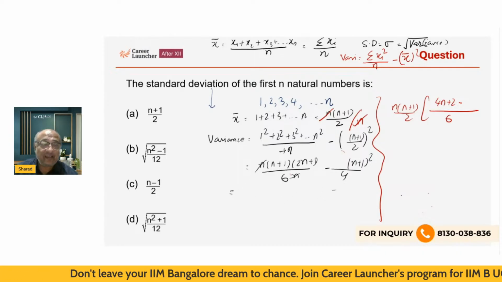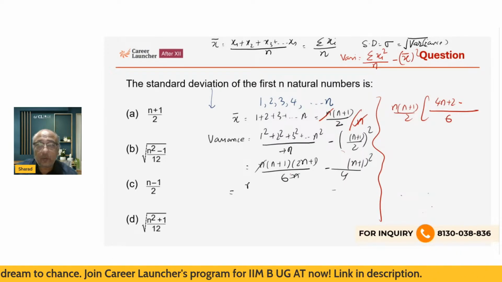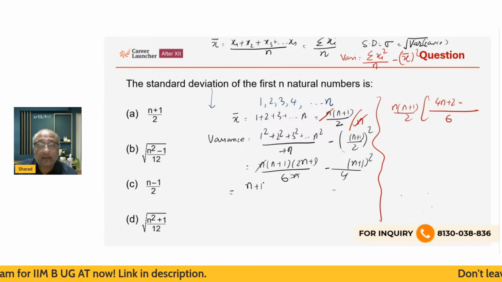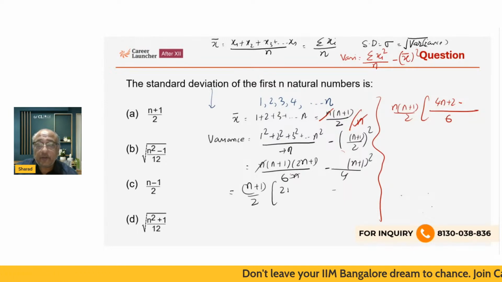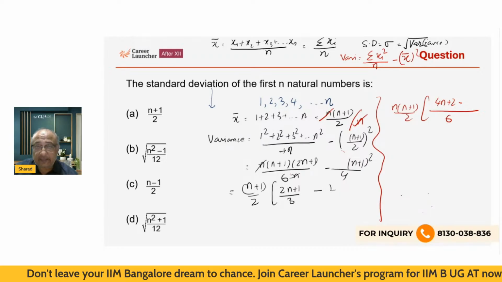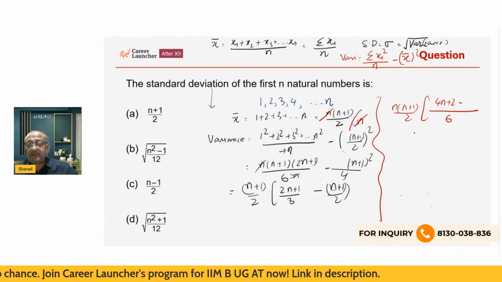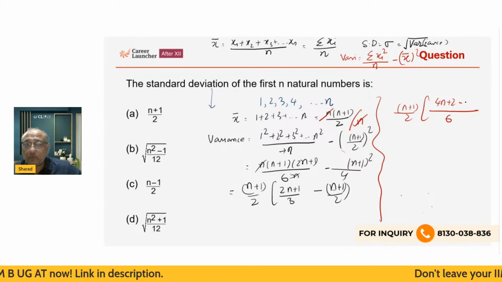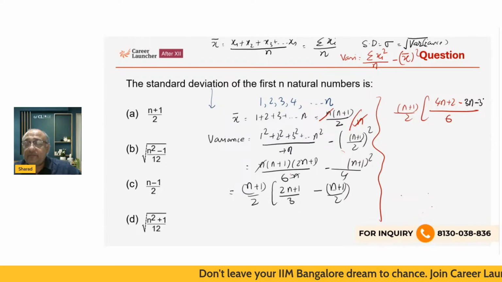Now we are through. So we will make some mistakes while we are doing this. Don't worry. If our concepts are right, we'll get it absolutely clear next time. n plus 1 by 2 is coming common. Now the remaining factor will be 2n plus 1 by 3 minus n plus 1 by 2. Now this is wonderful. This is 4n plus 2 minus 3n minus 3.